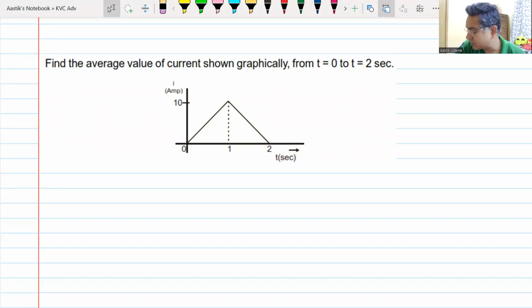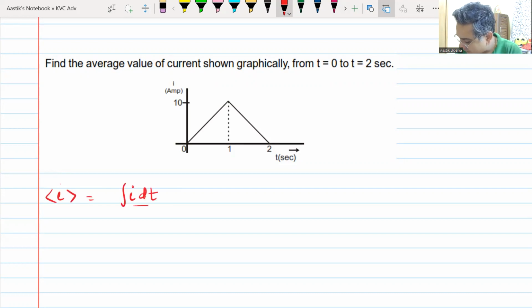Then there is this very simple question. A graph of current is given and you have to find the average value of this current. I'll give you 2 minutes to solve this. So basically, how do you find the average value? To find the average of anything over time, you integrate I dt and divide it by the total time. Integral of I dt. What does that mean?